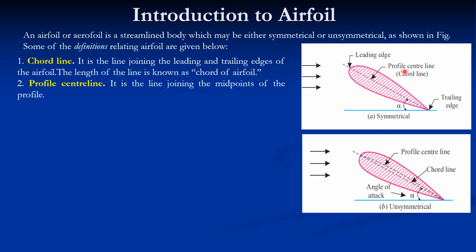It is the line joining the midpoints of the profile. Generally this term is applicable for unsymmetric airfoils as well, because for an unsymmetric airfoil this is the profile, a curved line. Chord line is a straight line. So in case of an unsymmetrical airfoil section, profile center line and chord line are separate. They are different. But as far as the symmetrical airfoil section is concerned, the profile center line and chord line are the same. It is a line joining the midpoints of the profile. Here it is a midpoint and these are the midpoints. So it may be a curved line as well.